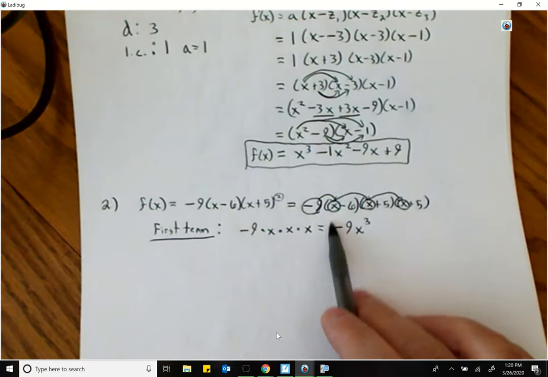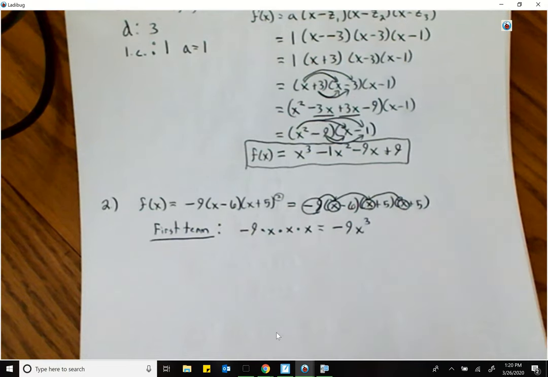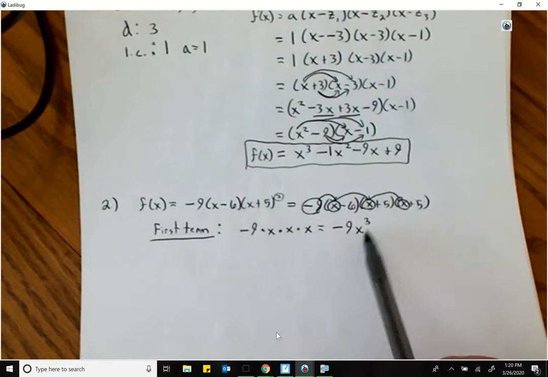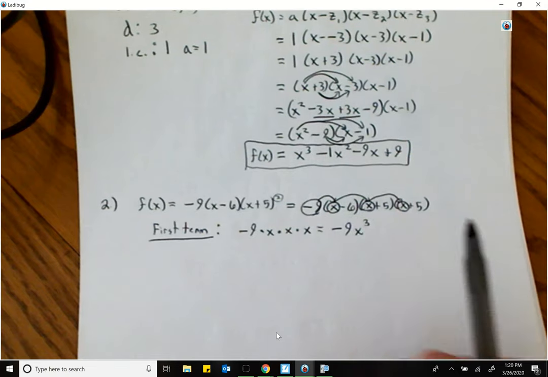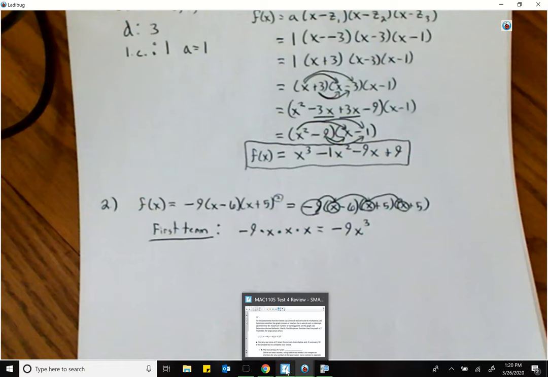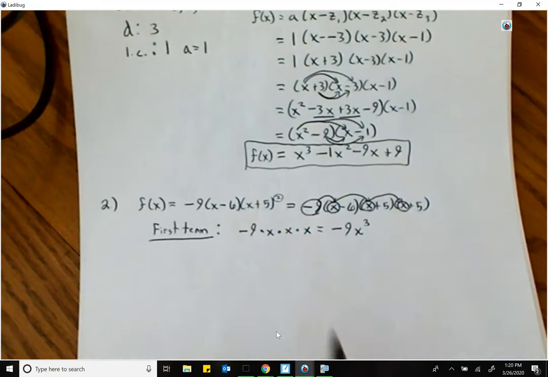This is what we need in order to answer some of our questions that are a little bit later on. Okay? So the first thing you want to do after you get that polynomial is find that first term, because we need this first term to answer some of our questions. Okay? So let's start answering the questions on this number two problem. So the first thing says, talk to us about the real zeros. All right. Easy enough. So the real zeros, that's what's great about this.